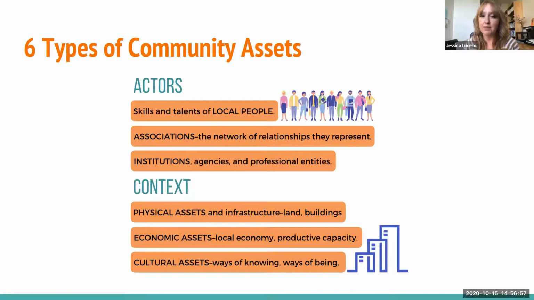Associations are another type of actor asset. And so these are sort of networks of relationships in a community. Institutions are a little bit more formal than an association. These are agencies and professional types of entities. Physical assets, economic assets, and cultural assets all comprise this larger umbrella of the context.